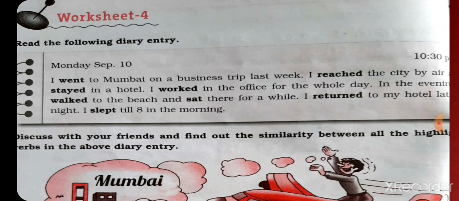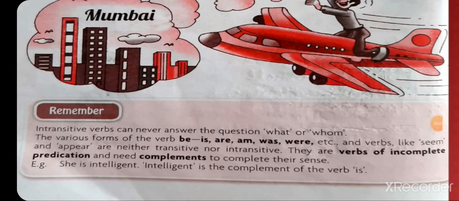Now students, discuss with your friends and find out the similarity between all the highlighted verbs. Highlighted verbs mean, students, went, reached, stayed, worked, walked, sat, like this. Okay, students? Now, students, remember, intransitive verbs can never answer the question what or whom.